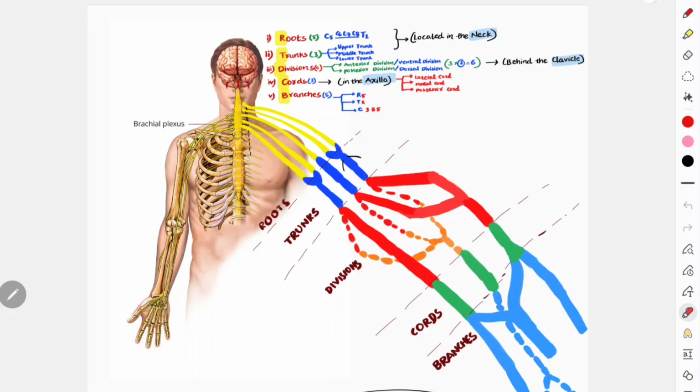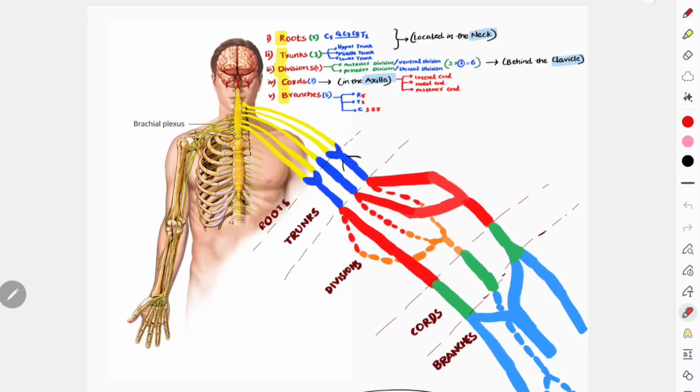If you see, I have represented here one root, second, third, fourth and fifth. They unite. See, the first root and second root, that is C5 and C6, unite to form one trunk. This is the trunk, and C7 alone forms the second trunk, and C8 and T1 form the third trunk. So 3 trunks. Each trunk divides into 2 divisions, anterior and posterior. Second trunk, anterior and posterior, and so on. So these are the divisions, 6 divisions.